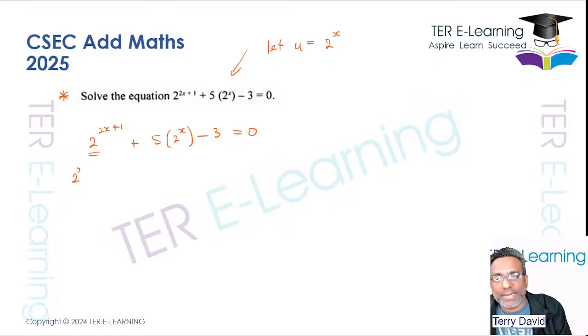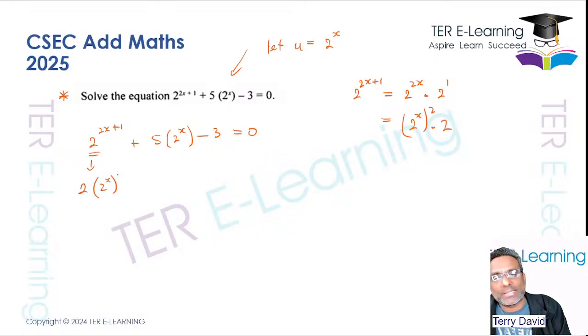This here could be written as 2 to the power 2x plus 1. That could be written as 2 to the power 2x multiplied by 2 to the power 1. This could be written as 2 to the power x, squared, multiplied by 2. So I'm going to break this up and write this as 2 by 2 to the power x squared, plus 5 by 2 to the power x, minus 3, is equal to 0.